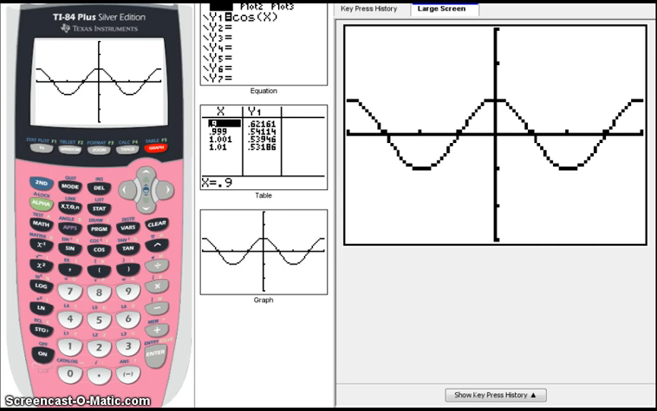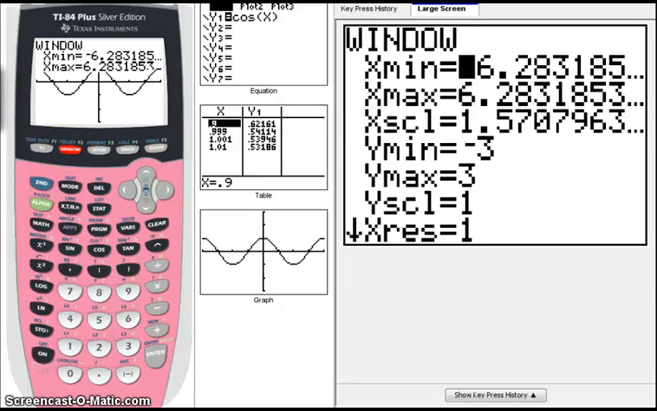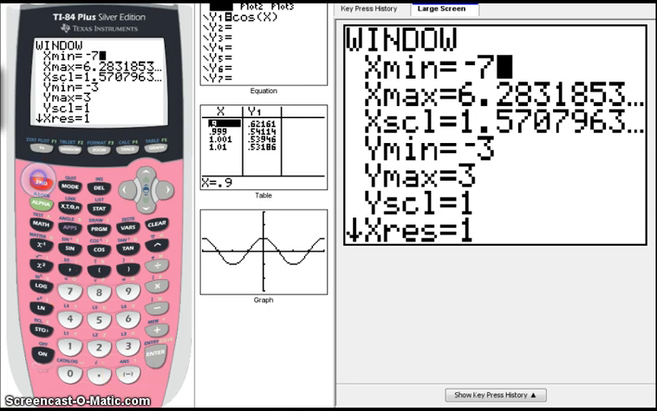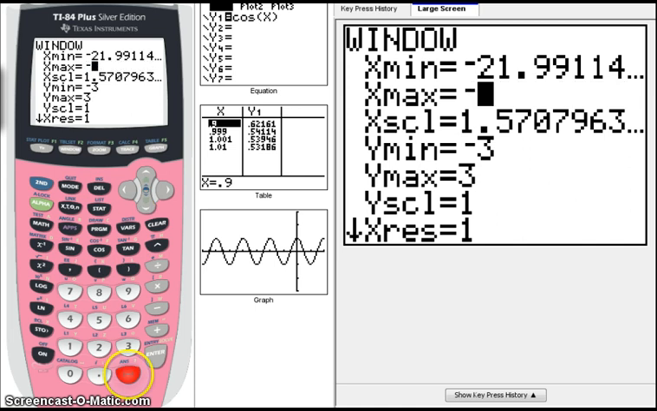All right, now let's change this problem and look at it in terms of what if we weren't interested in the part between negative 2 pi and pi? What if we're interested in the part of the graph between negative 7 pi and negative 4 pi? Well, here's what we're going to do. We're going to go back to our window, and we're just going to change our x-min and our x-max to match. So we'll type in negative 7 pi for our x-min. We'll type in negative 4 pi for our x-max. And we're still going to use the same x scale.